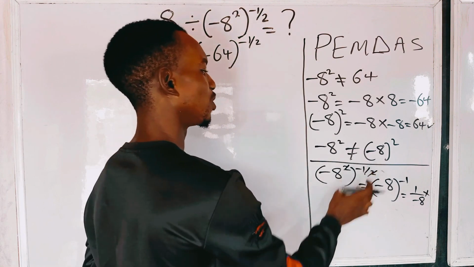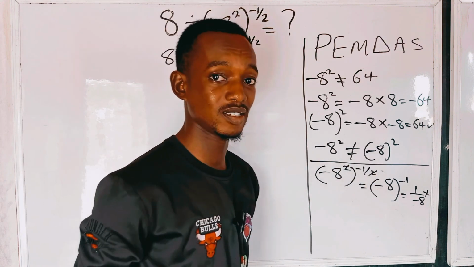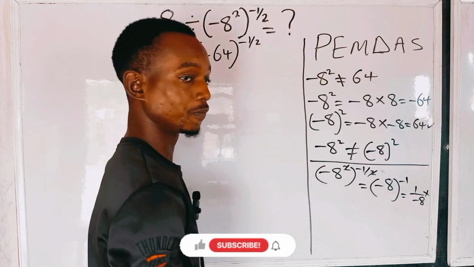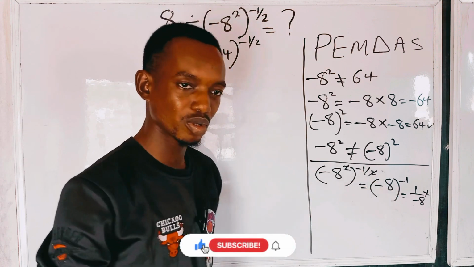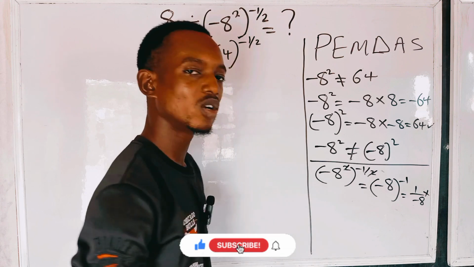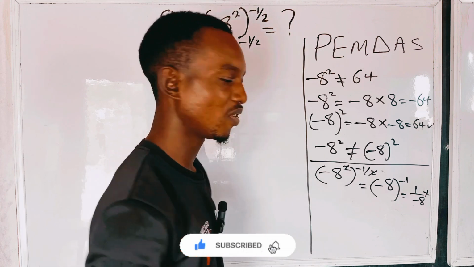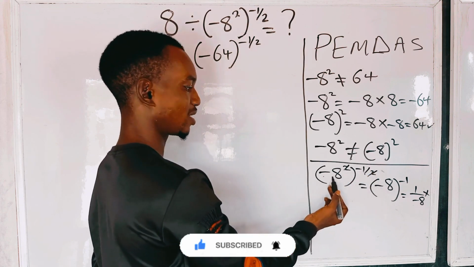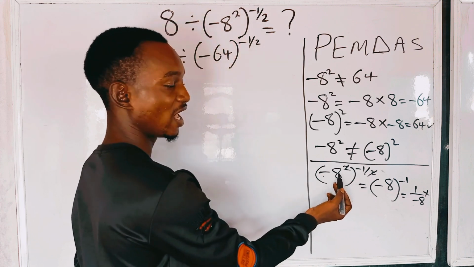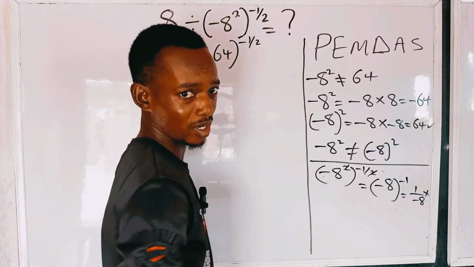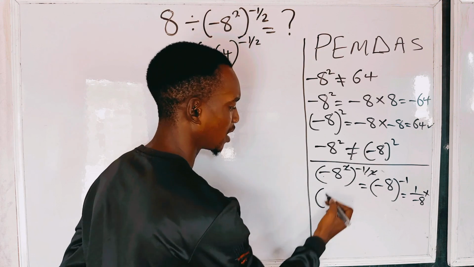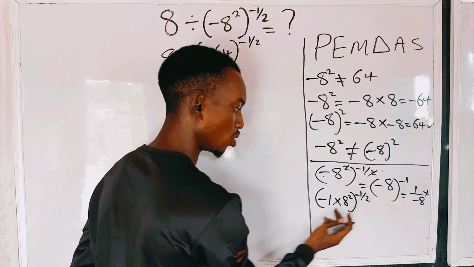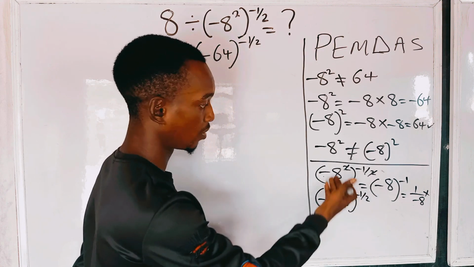The reason why this is wrong is because it goes against the law of indices. Of course, it is not wrong for power to cancel roots. It's not wrong, okay? Power can cancel root, absolutely correct. But in this situation, it has gone against the law of indices. What is the law of indices? Don't forget that this power here is affecting both the minus and the number. So the power is not just for 8 alone, it's also for this minus. What I'm saying is you can rewrite this as negative 1 times 8 squared, to the power of negative 1 over 2. Of course, negative 1 times 8 squared gives us negative 8 squared.